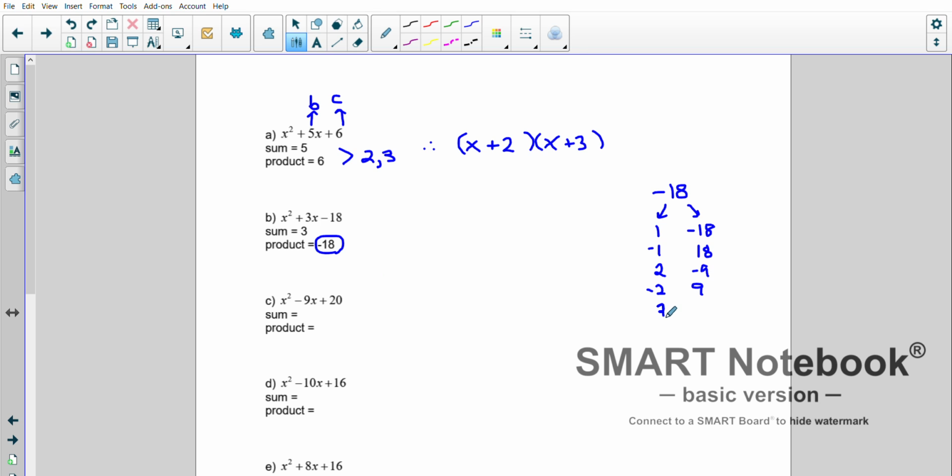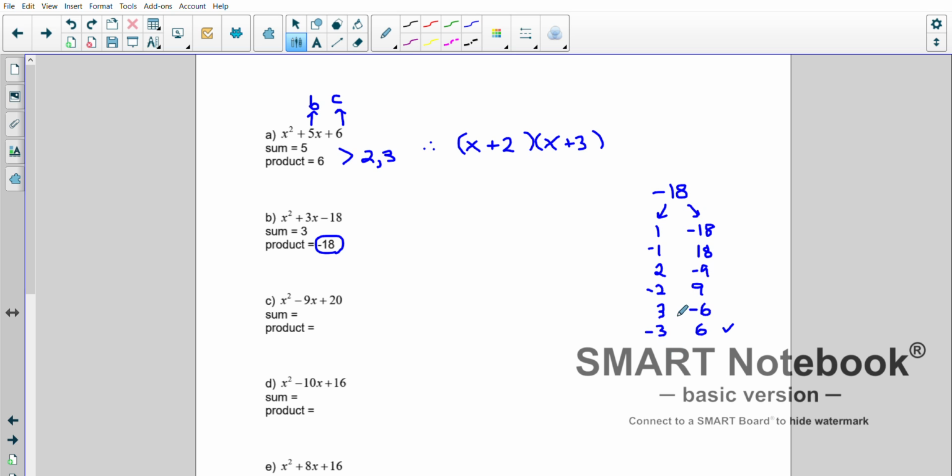Well, I know that 3 times negative 6 equals negative 18. Does that add up to positive 3? No. Negative 3 and positive 6? That multiplies to negative 18. What does this add up to? It does add up to positive 3. So that's my answer.